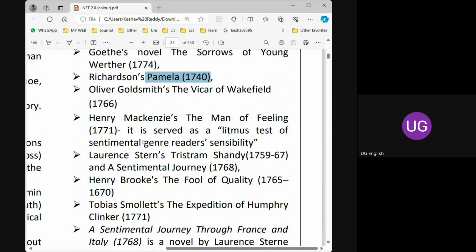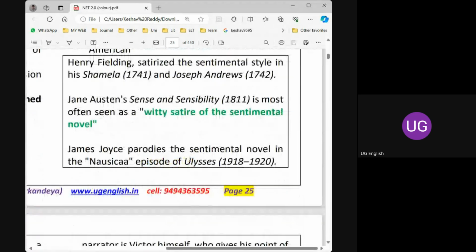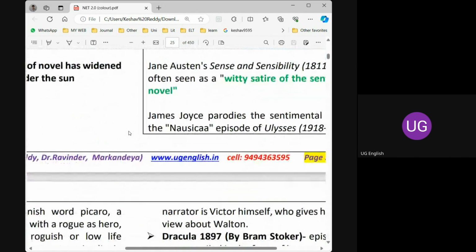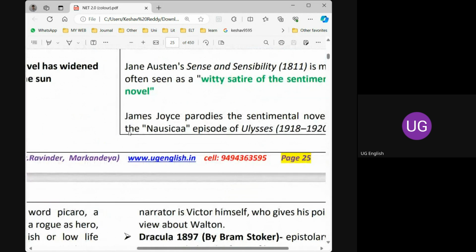Pamela. The heroine is Pamela Andrews. So her brother is Joseph Andrews. It's also an imaginary novel, and it's a parody novel by Henry Fielding. These are all satires on sentimental stories. And even Jane Austen's work, Sense and Sensibility, is also a satire.